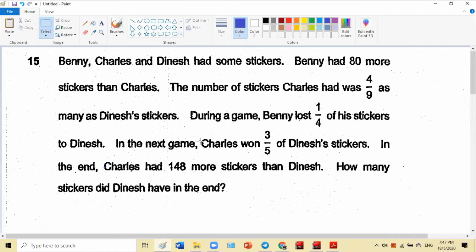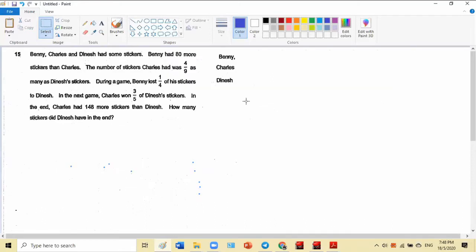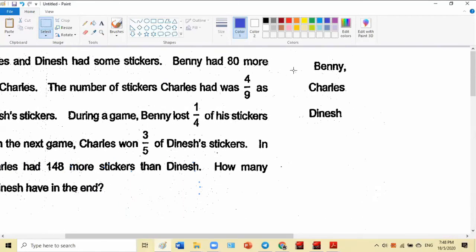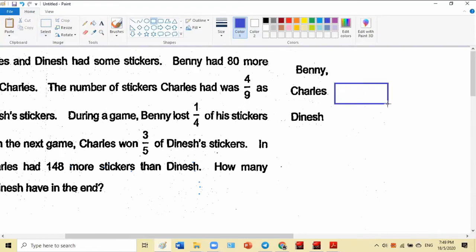Benny, Charles, and Dinesh had some stickers. Benny had 80 more stickers than Charles. Okay, in that case, Charles must be the smaller one. That means whatever Charles had, I'm going to draw a box for Charles. That's what I always do. I always use drawing.